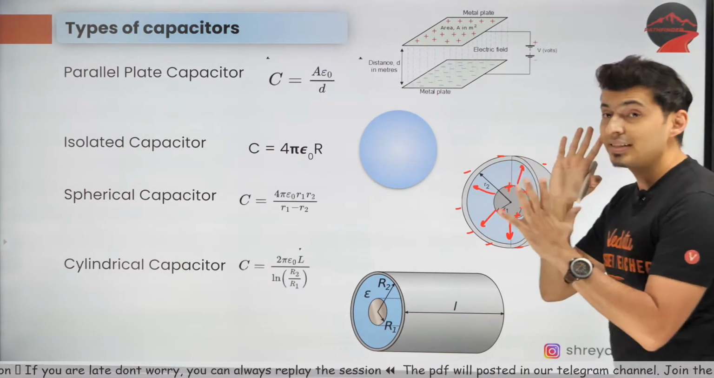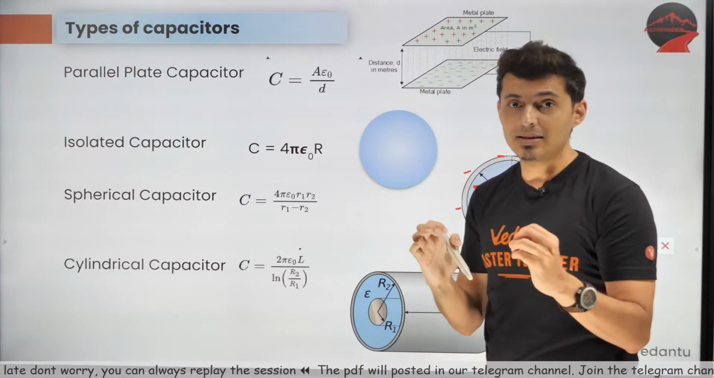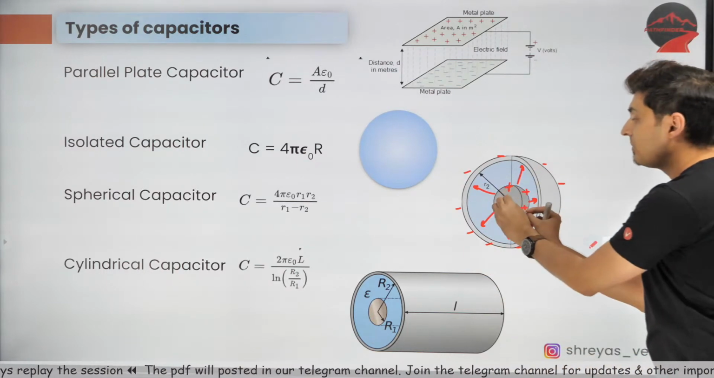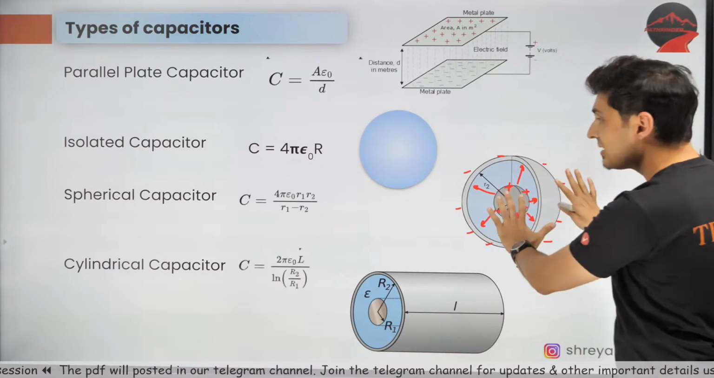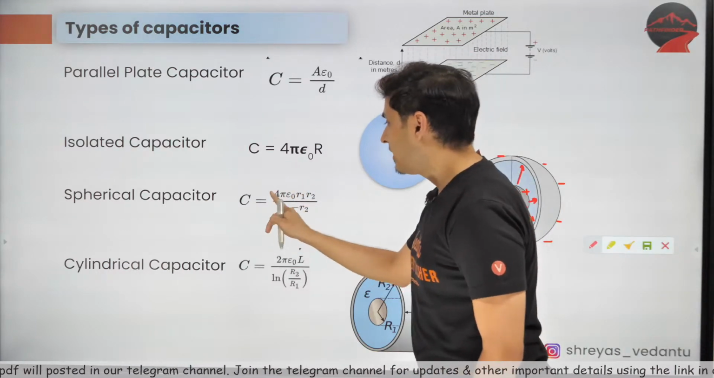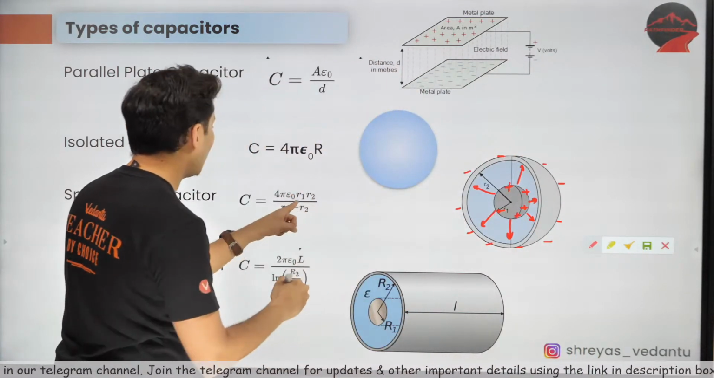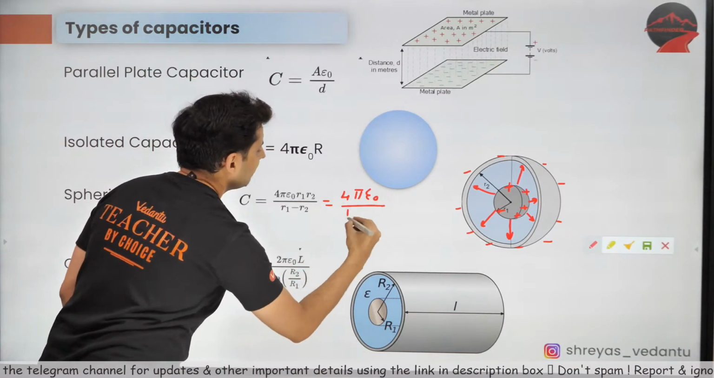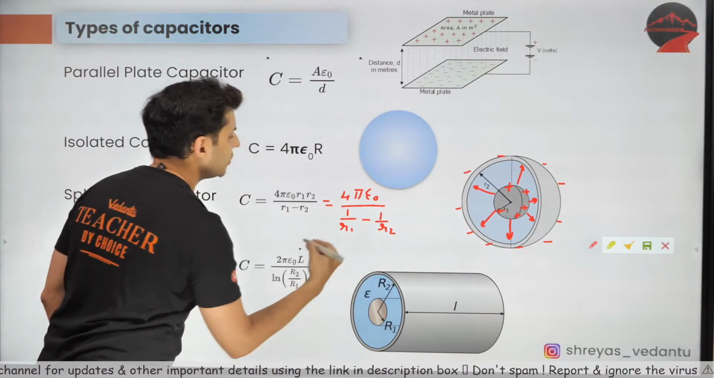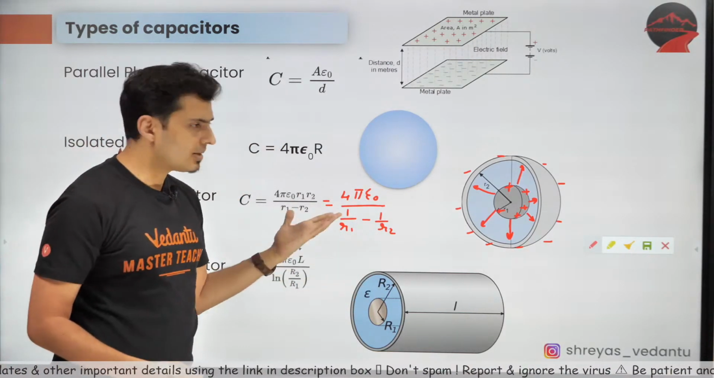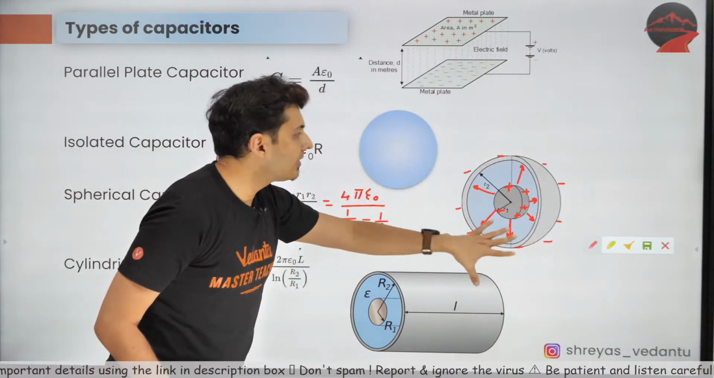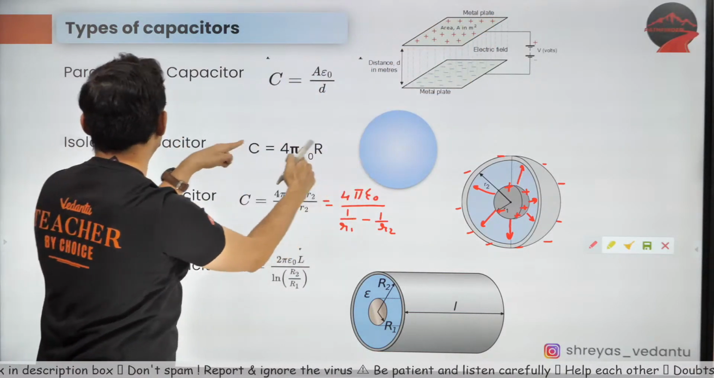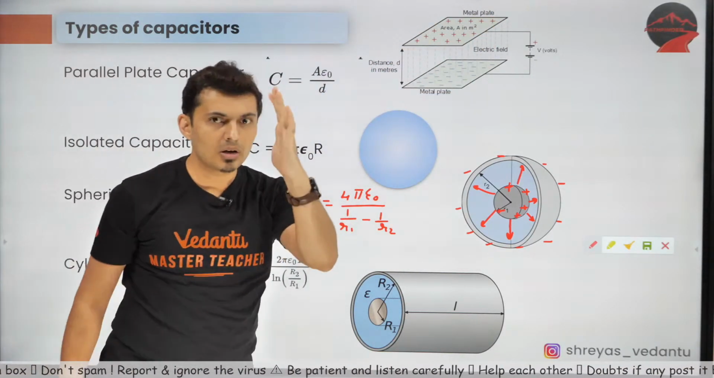You always need two conductors for a capacitor. One conductor is in, one conductor is out, so there is field between them. One of them is positive, one is negative. This is a normal spherical capacitor where the capacitance is 4 pi epsilon naught R1 R2 by R1 minus R2, which is the same as 4 pi epsilon naught 1 by R1 minus 1 by R2. It's the same thing, you can take LCM and do it. When in a spherical capacitor the outer surface is infinity, it becomes an isolated capacitor. That's all you should think about.